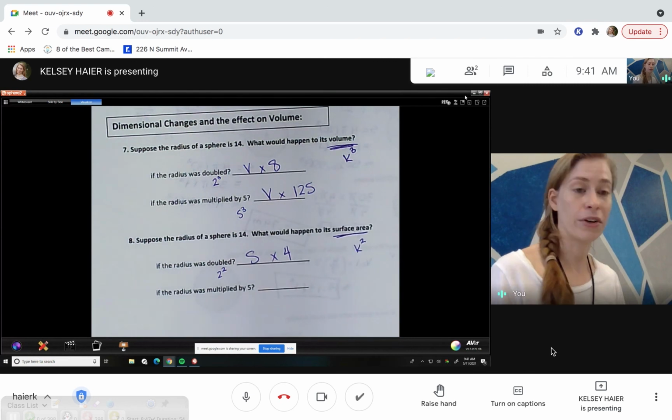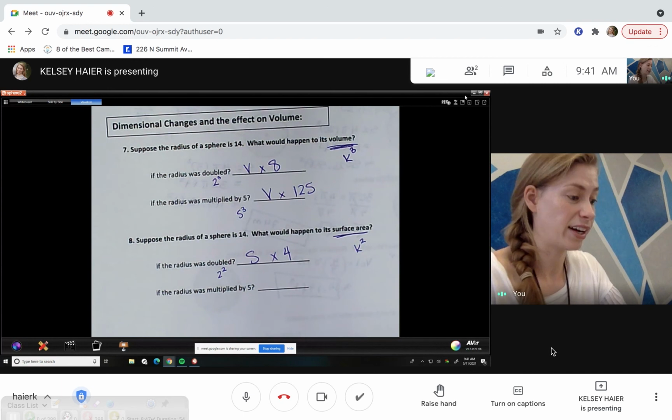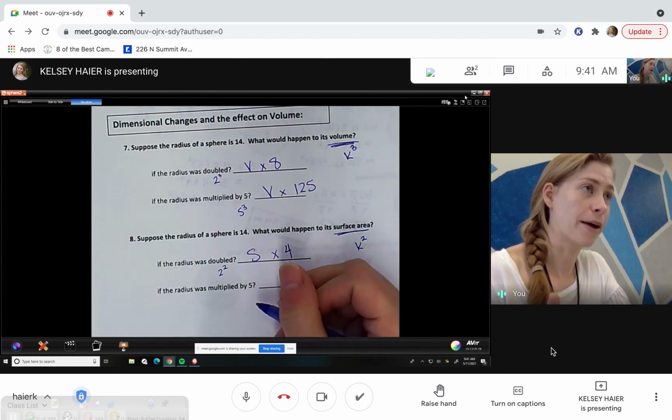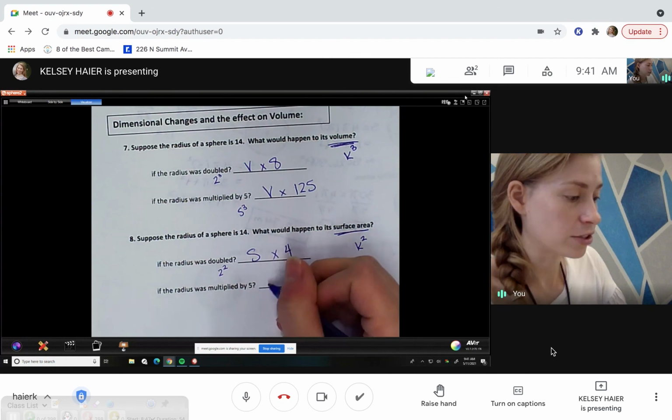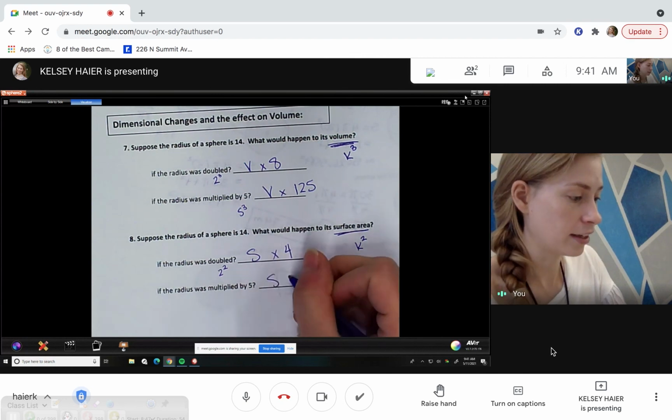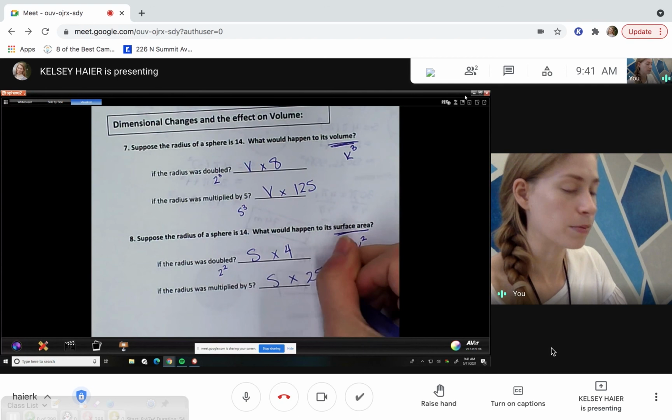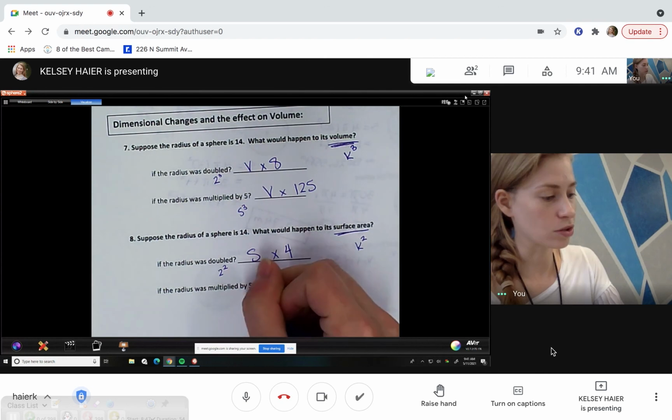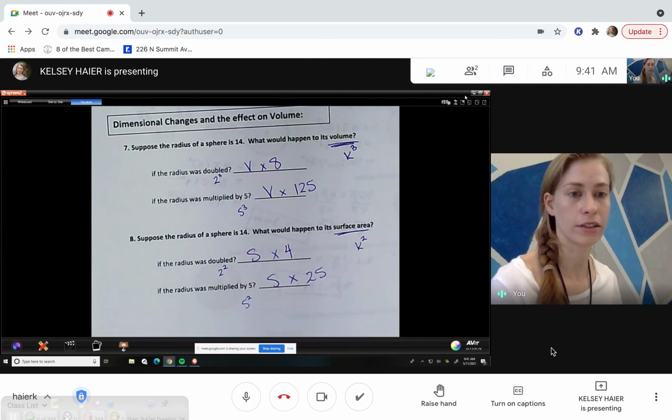And same thing if we were to multiply by 5, all right? If we were to make the radius 5 times larger, what happens to the surface area? It's going to be 25 times larger because all we did was square our scale factor.